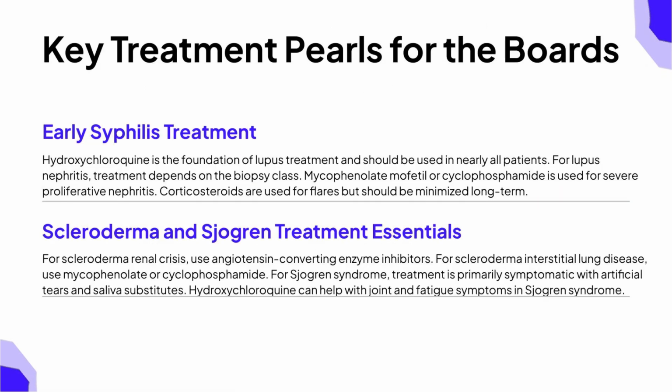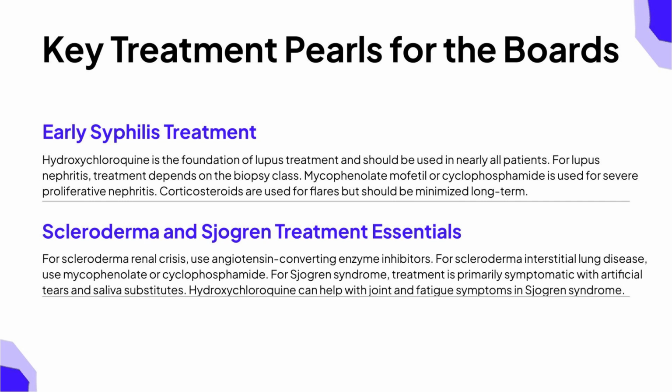Let us review the key treatment pearls that are most commonly tested on the boards. For lupus, hydroxychloroquine is the backbone of treatment. It should be used in nearly all lupus patients and has been shown to reduce flares, prevent organ damage, and improve survival. For lupus nephritis specifically, treatment depends on the biopsy classification. Severe forms like Class 3 and Class 4 proliferative nephritis require immunosuppression with mycophenolate mofetil or cyclophosphamide.